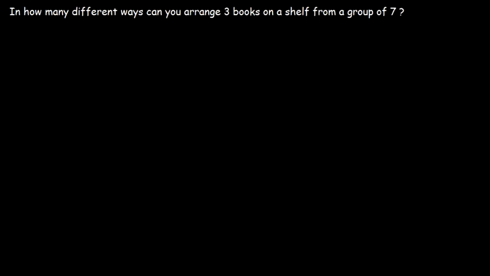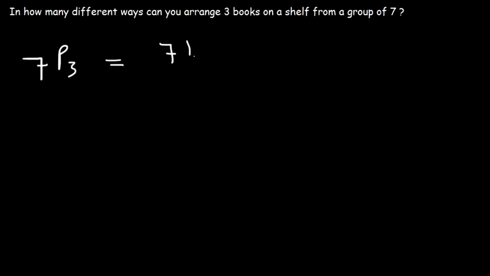So is it a permutation or a combination? Does the order matter? Whenever you see the keyword arrange, typically it's a permutation. The order is important. So what we need to write is 7P3. We're choosing 3 books from a total of 7.